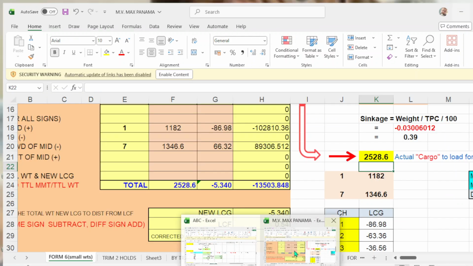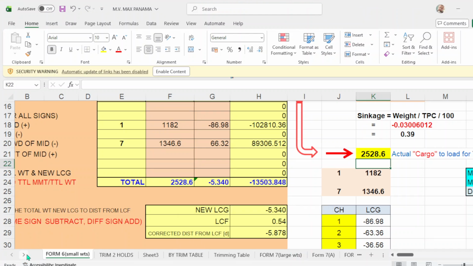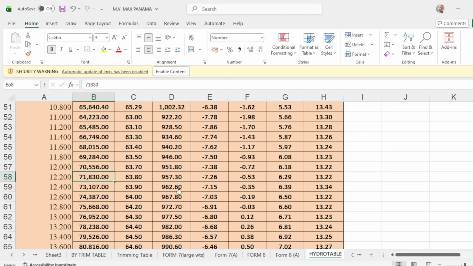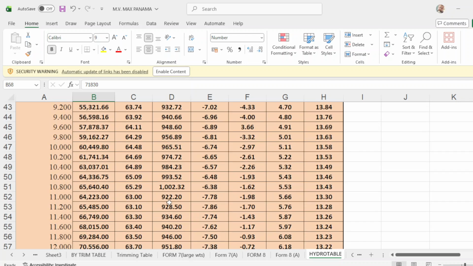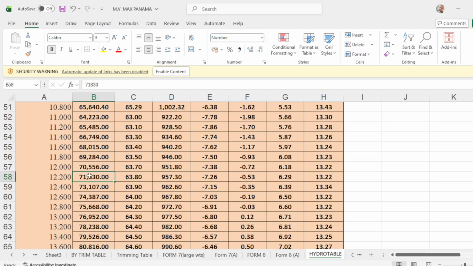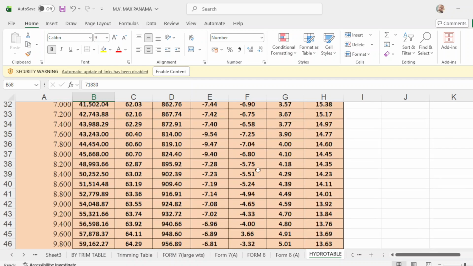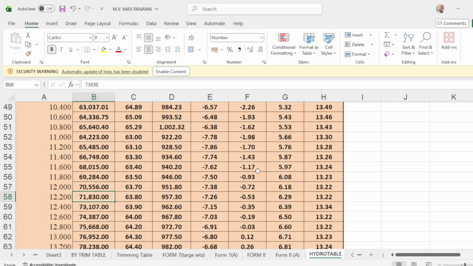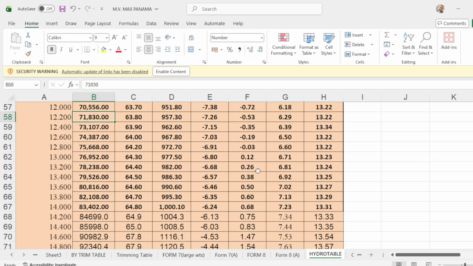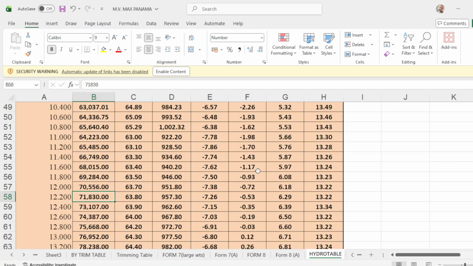We go to the hydrostatic tables and look at 12 meters here. This will be your displacement, TPC, MTC, LCG, LCF, okay? So look here, 12 meters. No need to interpolate because you already have this one, 12 meters, okay?